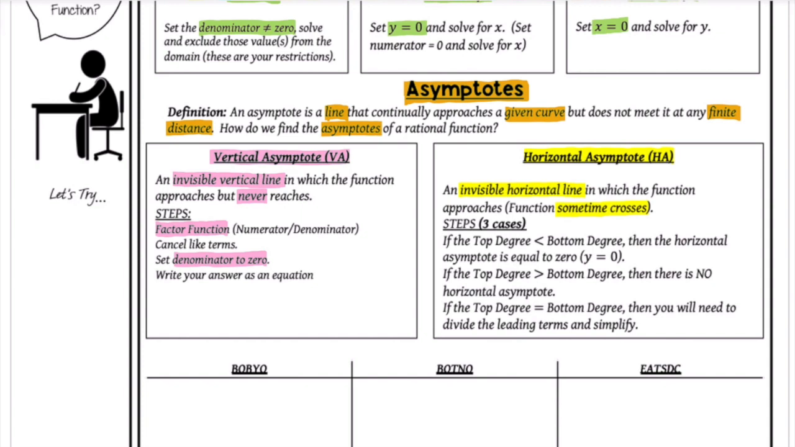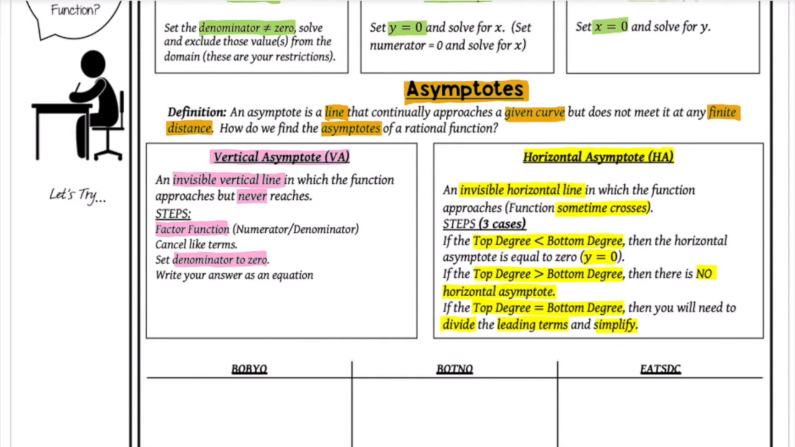So how do we find this horizontal asymptote? There's three types of situations. If the top degree is less than the bottom degree, then the horizontal asymptote is set equal to 0, which means that you have a horizontal asymptote at y equals 0. If the top degree is greater than the bottom degree, there is no horizontal asymptote. And the third case, if the top degree is equal to the bottom degree, then you will need to divide the leading term's coefficient and simplify.